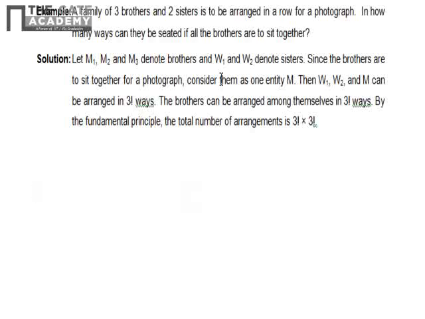Okay, so here I have assumed m1 m2 m3 for brothers and w1 w2 for sisters. Since the brothers are to be seated together for the photograph, consider them as one entity M and the remaining w1 w2. So these 3 things, that is one bunch of brothers and 2 sisters, are considered as 3 objects. These 3 objects can be arranged in 3 factorial ways, and the 3 brothers m1 m2 m3 can be arranged among themselves in 3 factorial ways. That means the total number of ways is 3 factorial into 3 factorial. Suppose there would have been no condition, then the simple answer would have been 5 factorial, because 3 brothers plus 2 sisters is equal to 5.